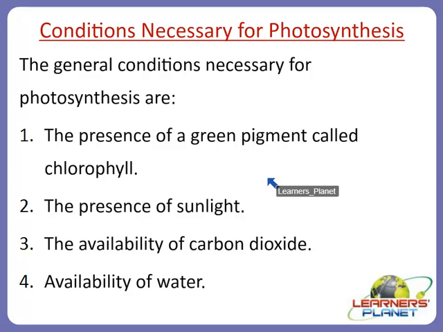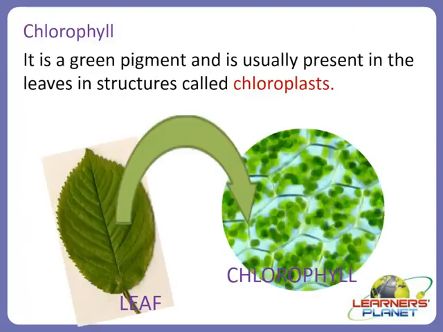So here you can see that, in the same way as the reaction was carried out, the materials discussed in the reaction are the conditions which are necessary for photosynthesis. It's chlorophyll, sunlight, carbon dioxide and water. All these things should be there to carry out this process. So let us now discuss each of the conditions in detail.